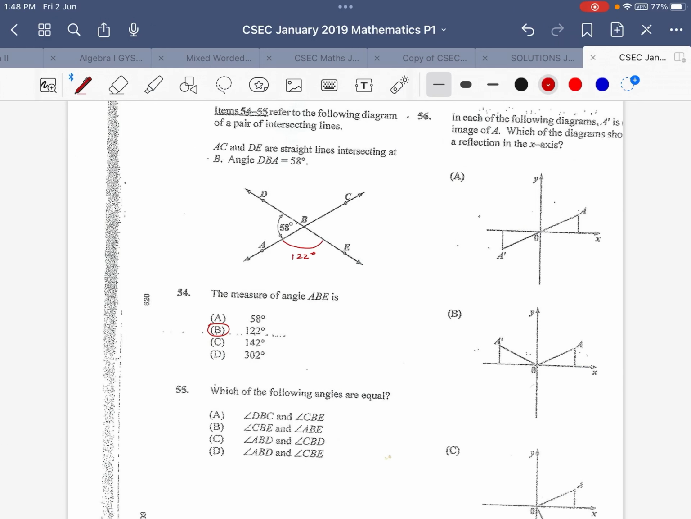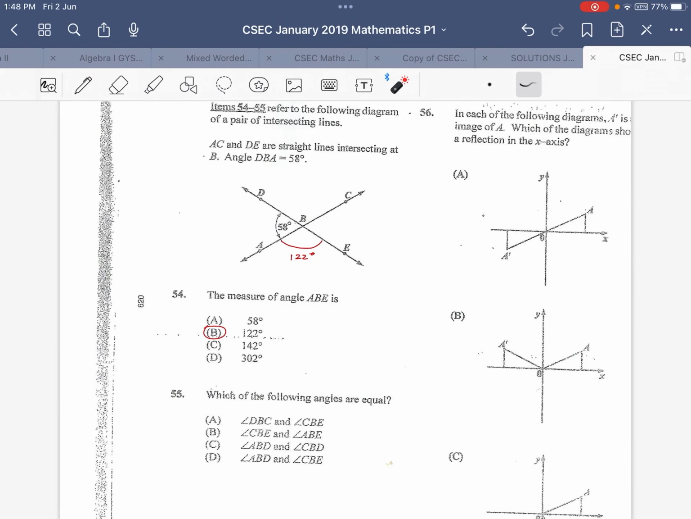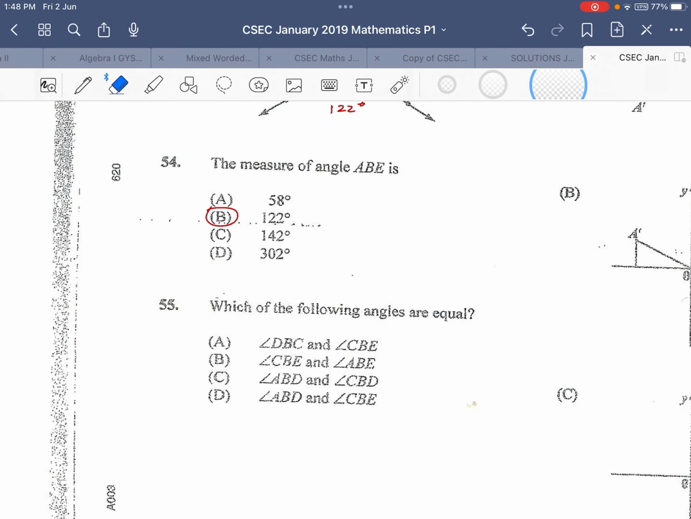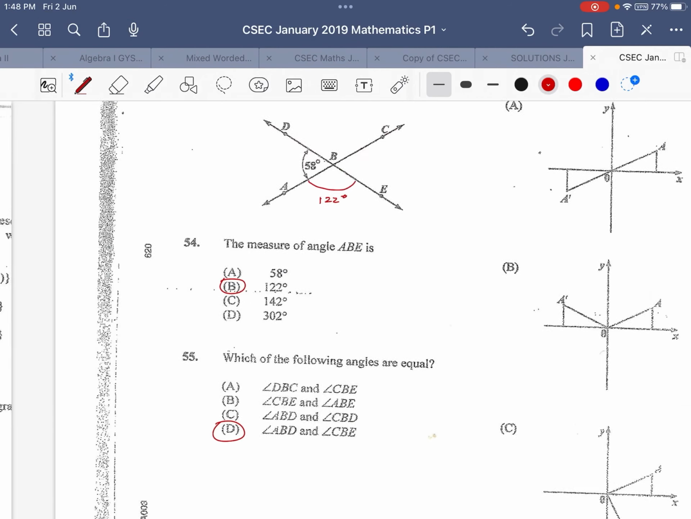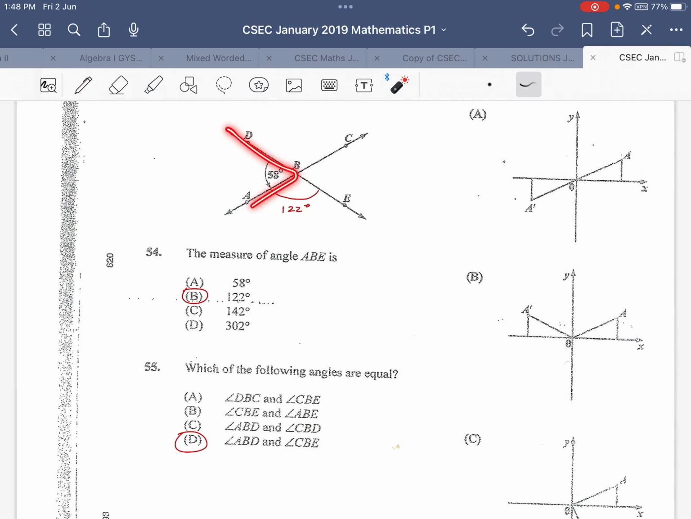And which of the following angles are equal? So we're looking at DBC. The opposite angles should be equal. So DBC should be equal to ABE, and DBA should be equal to CBE. Or ABD. In this case, DBA, ABD, CBE. DBA again is the same as ABD. However you want to name it, as long as the angle is at B, or the point is at B.